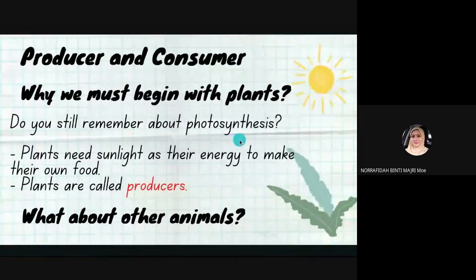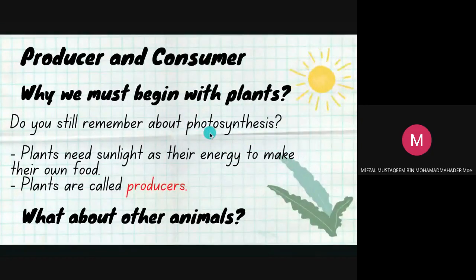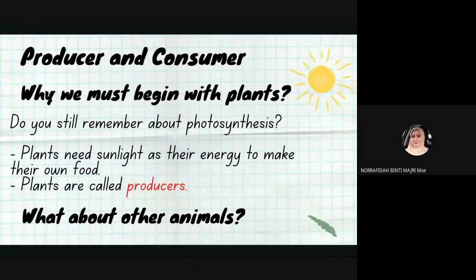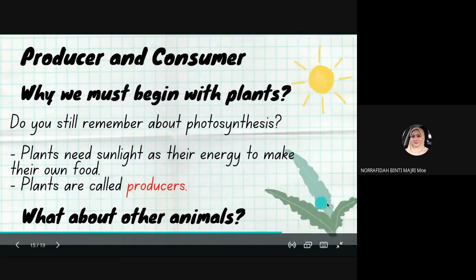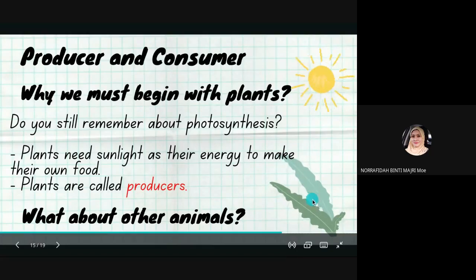Photosynthesis is a process to make their own food. Which one makes their own food? Plants. Yes, plants make their own food. What do plants need to make their own food? What is the basic need for plants?